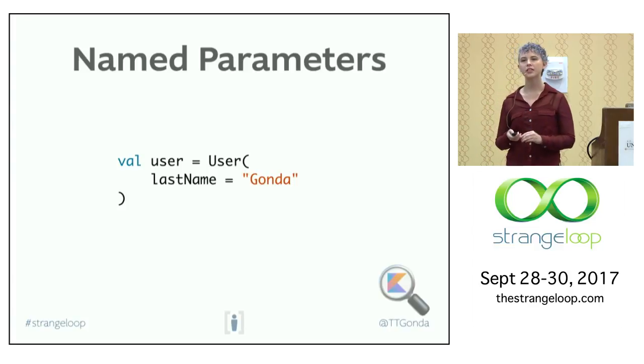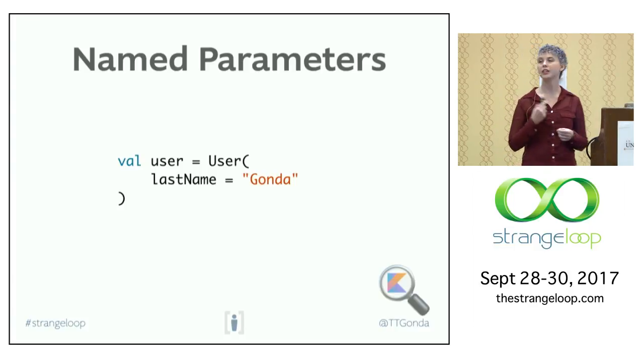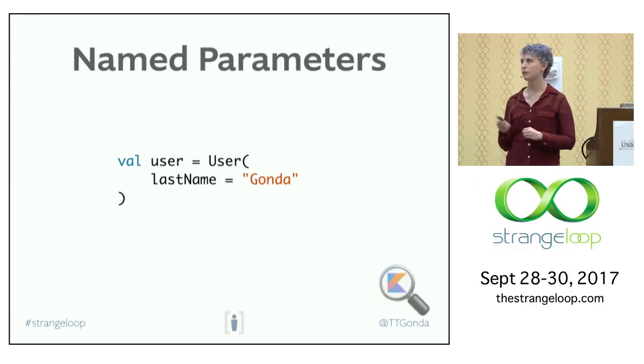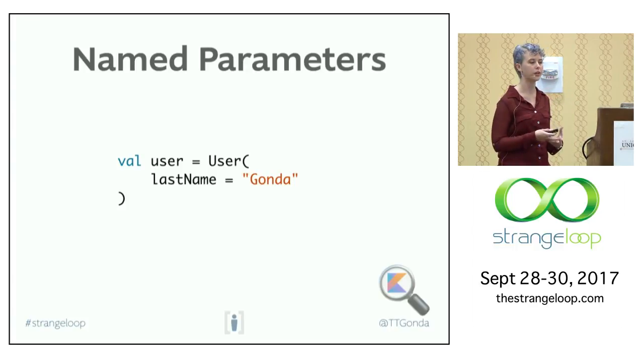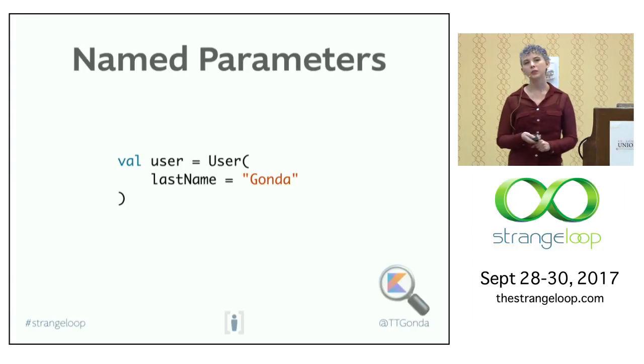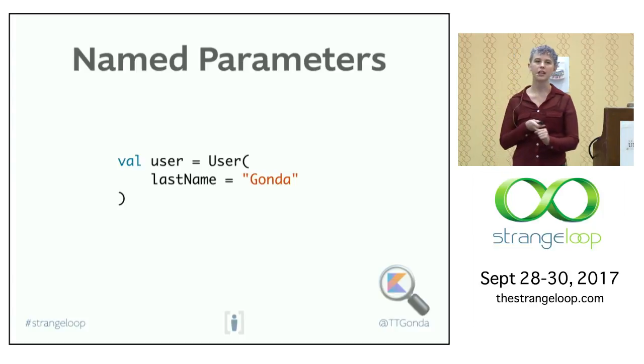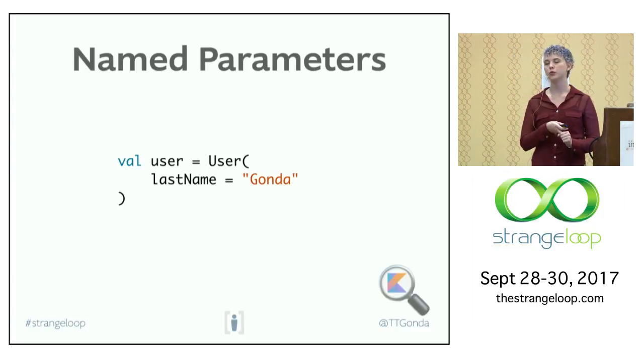We can pair default values with named parameters as sort of a substitute for builders. Here's an example. We're clearly creating a user with just the information that we care about. We're leaving first name off, so it's going to default to Victoria. In the past, we were using Lombok for our getters and our setters and our builders, and by switching over to Kotlin, we were able to completely eliminate that dependency.